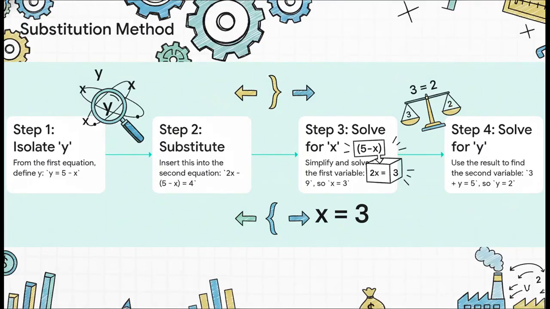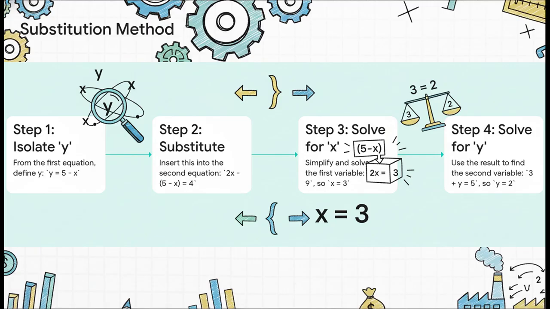One of the best ways to solve this is called the substitution method. Let me walk you through the logic. Step 1, we take the simpler equation, x plus y equals 5, and just rearrange it to say y equals 5 minus x. All we're saying is, hey, whatever x is, y has to be 5 minus that number. Now for the clever part, step 2. We take that definition of y and we substitute it into the second equation.